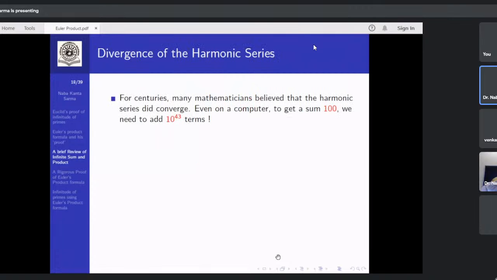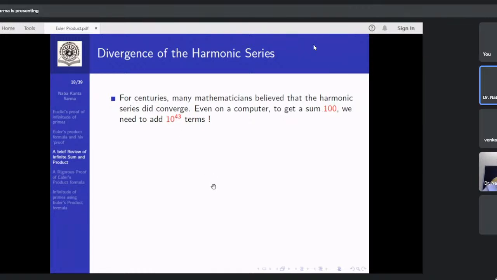Then let us now try to see that even though the alternating harmonic series will converge to the sum log 2, the harmonic series is actually not convergent. But it was believed, for many centuries, that the harmonic series actually converges. The main reason for the belief is that even on a computer, if we want to get a sum 100, we need to add 10 to the power 43 terms.